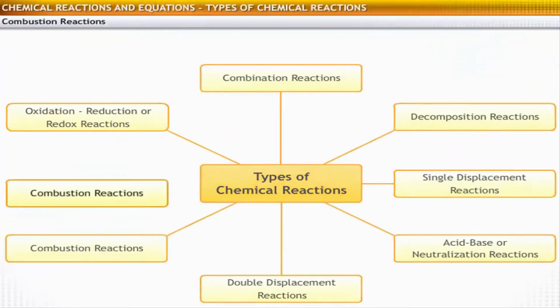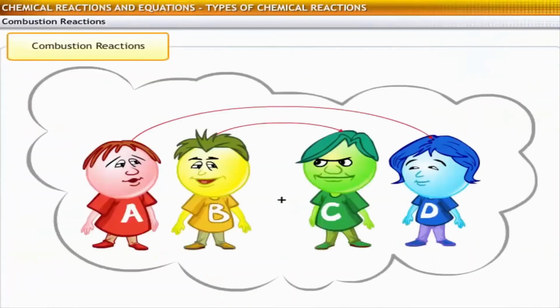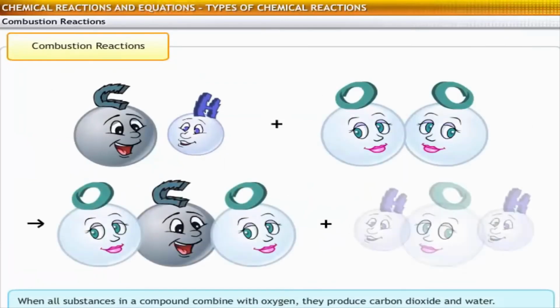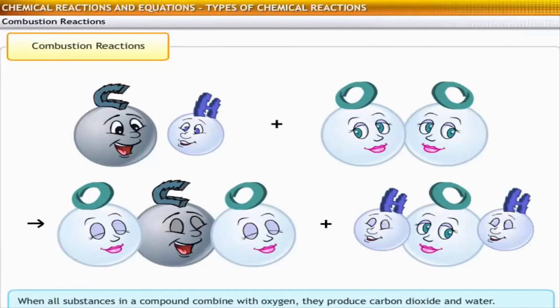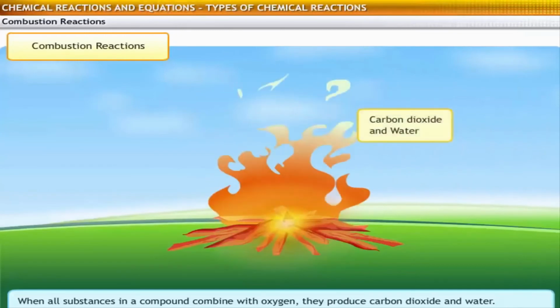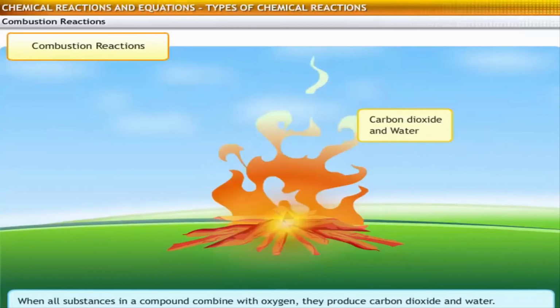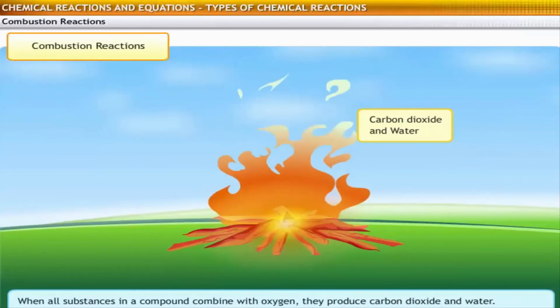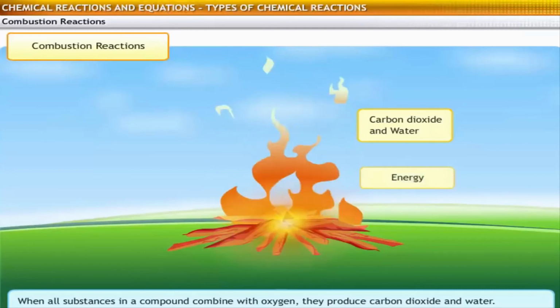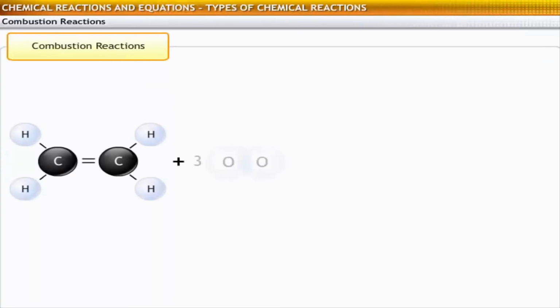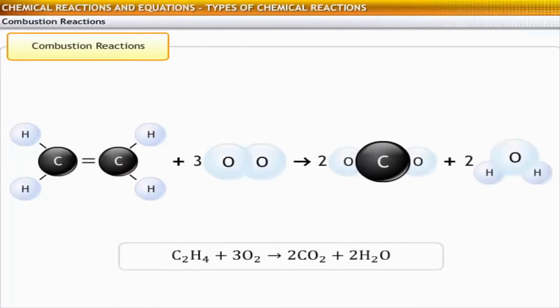As you saw, in double displacement reactions, compounds exchange ions. However, in a combustion reaction, there is no exchange. In a combustion reaction, when all elements in a carbon compound combine with oxygen, they produce carbon dioxide and water. Thus, combustion reaction is the burning of a substance in the presence of oxygen, resulting in the release of energy, carbon dioxide and water. For example, ethylene burns in the presence of oxygen to produce carbon dioxide, water and heat.